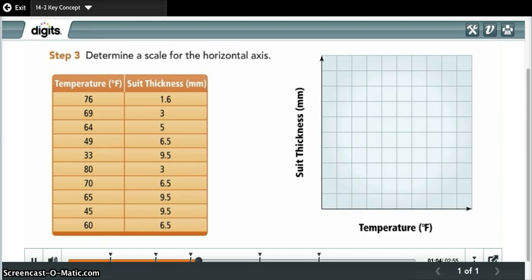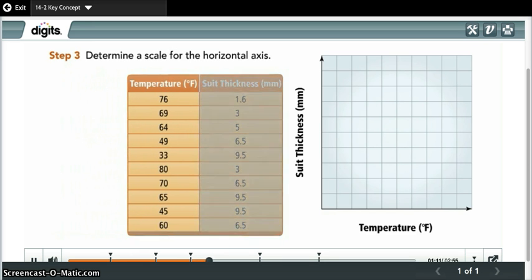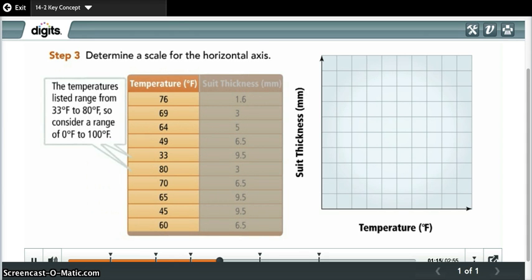Step 3. Determine a scale for the horizontal axis. The temperatures listed range from 33 degrees Fahrenheit to 80 degrees Fahrenheit. So consider a range of 0 degrees Fahrenheit to 100 degrees Fahrenheit. Set the increment so that you can make sense of the data once they have been graphed. Use an increment of 10 degrees.